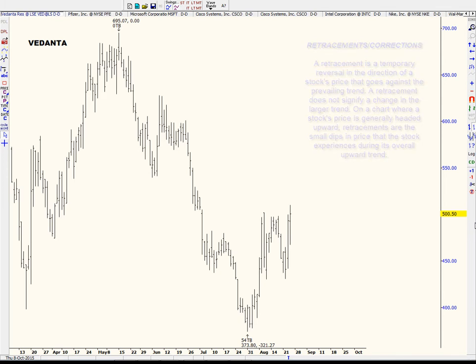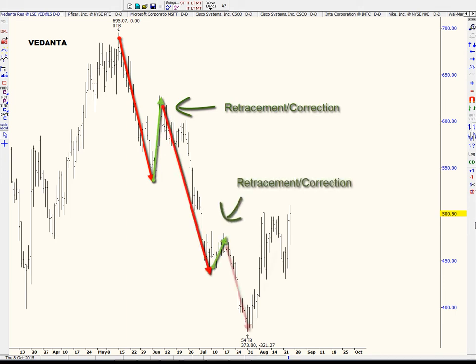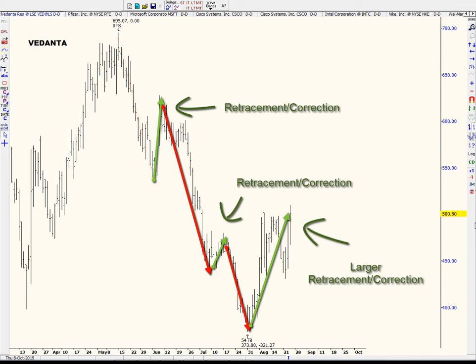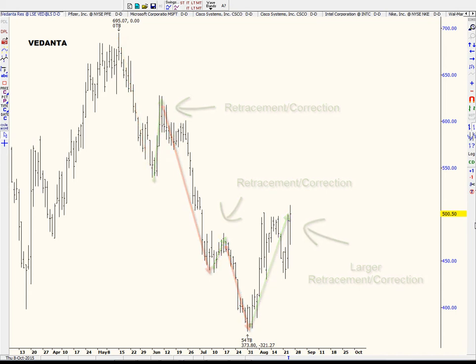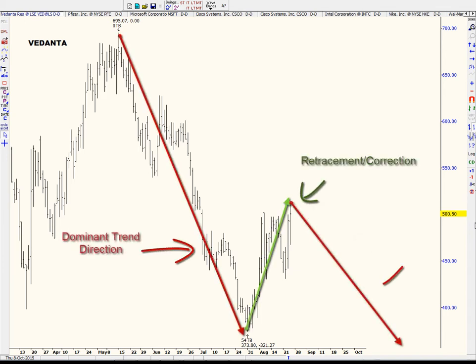Okay, now for those of you who may not know, retracements or corrections take place on all markets and all time frames and are simply temporary reversals in the direction of a market's price against the prevailing or dominant trend. Now, the idea is once the correction is over, the dominant trend will reassert itself and continue.